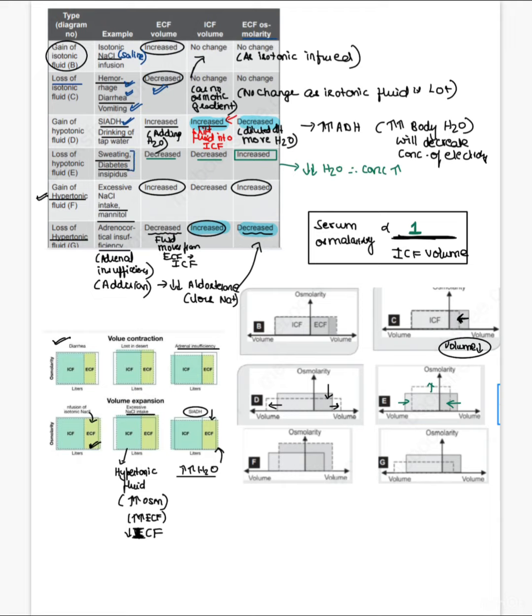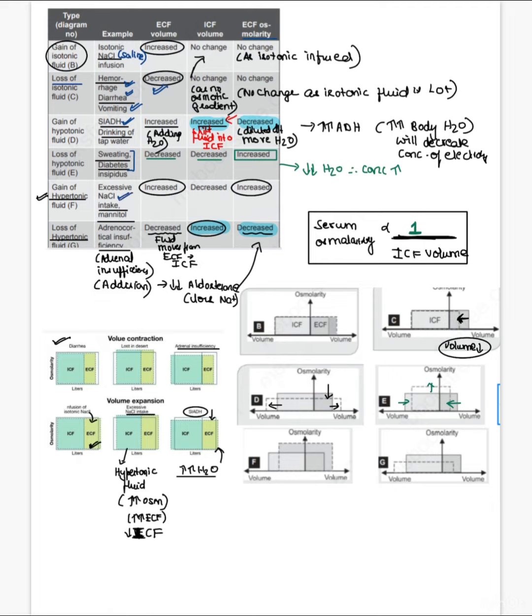Now loss of hypotonic fluid like in sweating and diabetes insipidus, guys. What happened, there is a deficiency in ADH, that is it will increase the loss of water. As a result ECF and ICF both volumes decrease. As a result concentration looks to be high, that is serum osmolarity increases.